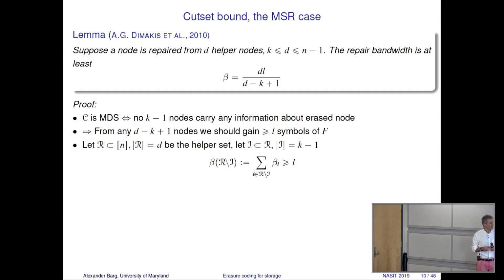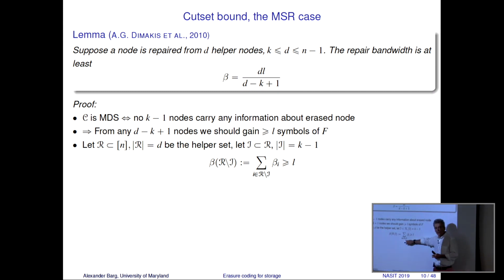All right, so let R be a set of helper nodes of size d. Let I be a subset of size k minus 1. So what we are being told is that by downloading the symbols from the complement of the set of k minus 1, we gain at least L symbols.